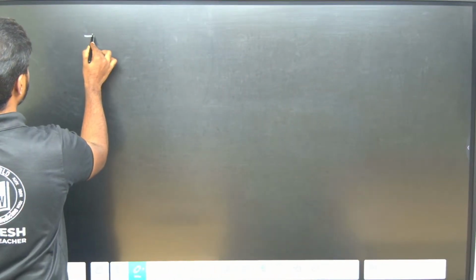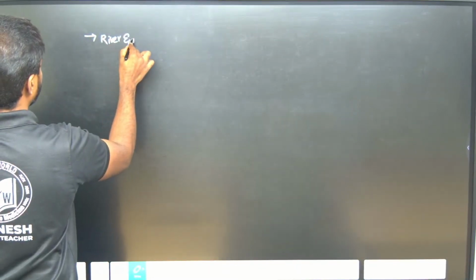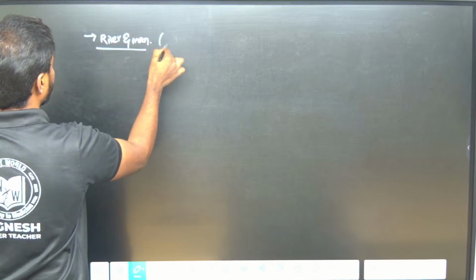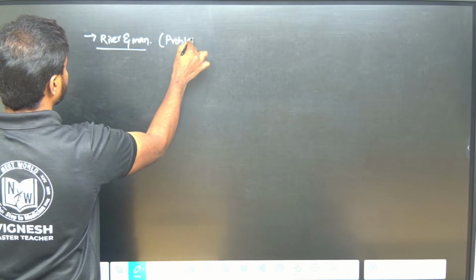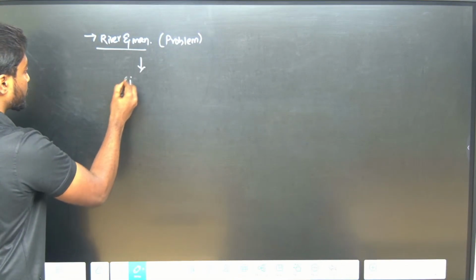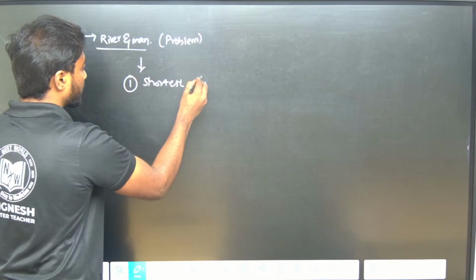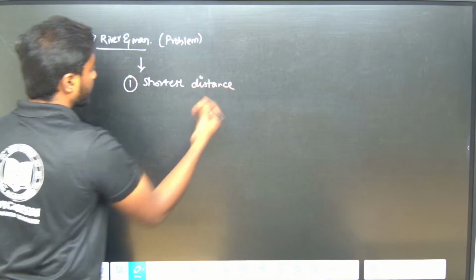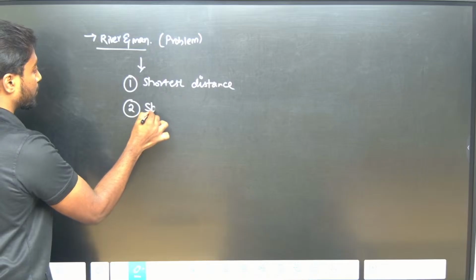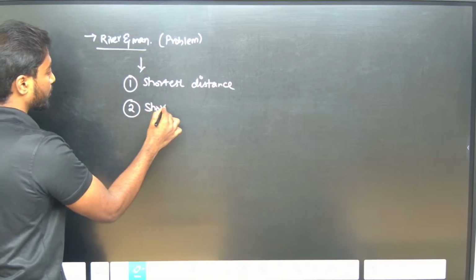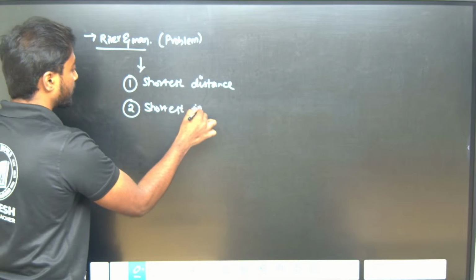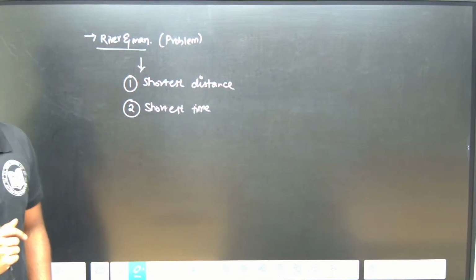So, river and man problem. In this, two things we are going to find. First one is shortest distance. Second one is shortest time. These are the two things we are going to find.